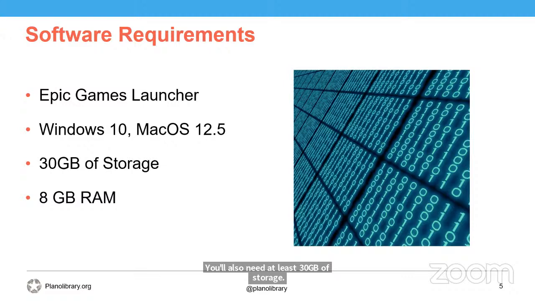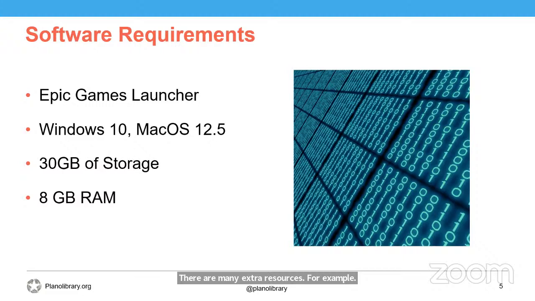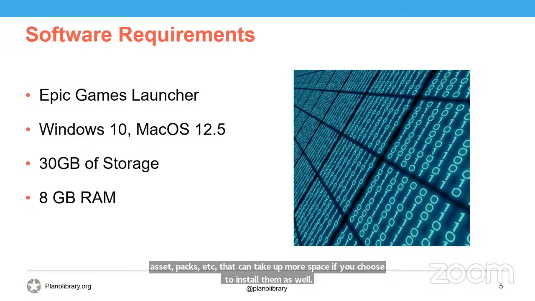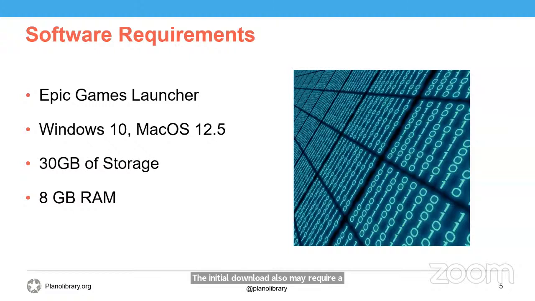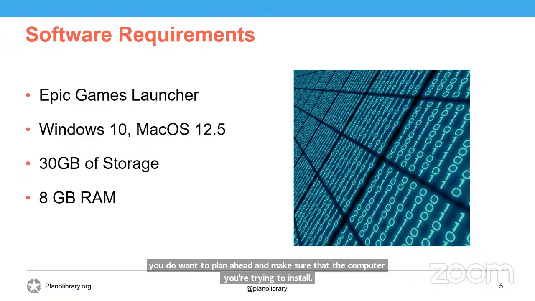While the actual engine will take up about 30 gigabytes on your computer, there are many extra resources. For example, the save file of the project that you're working on, any asset packs, etc., that can take up more space if you choose to install them as well. The initial download also may require a bit more than 30 gigs to install on your computer. So you do want to plan ahead and make sure that the computer you're trying to install Unreal Engine on has enough space for the software.